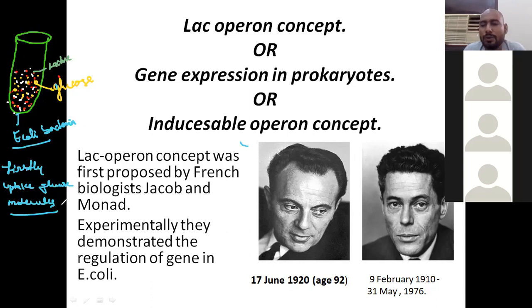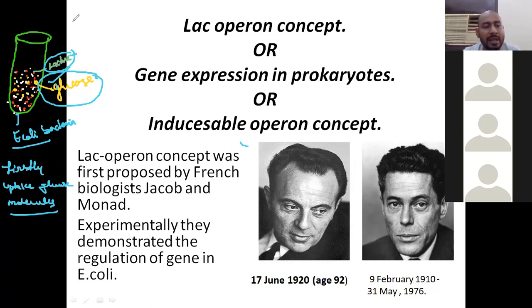What happens when glucose is consumed by the E. coli bacteria? The glucose is completely consumed, which means glucose energy is exhausted, there is no nutrient in the medium, glucose is absent. When the glucose is exhausted, the bacteria will try to uptake what? It will try to consume the lactose molecules.